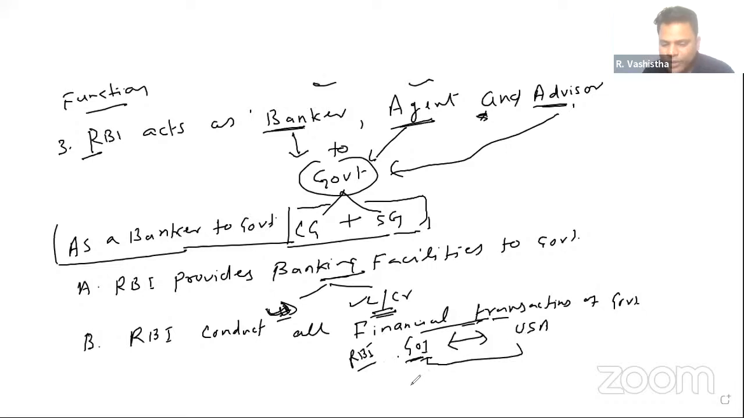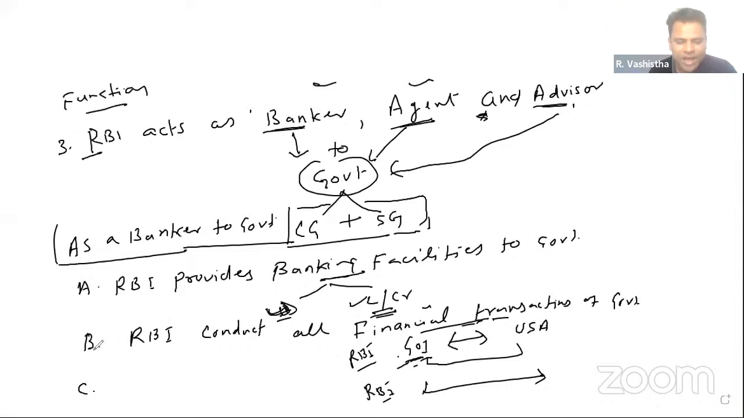And let's suppose we import something from other countries. Our government imports something from other countries. The government is supposed to make this payment to that country, right? So again, this payment on behalf of government has to be made by the Reserve Bank of India. See, this is what we mean by conducting financial transactions by RBI on behalf of government. So all the financial transactions of government are carried out by the Reserve Bank of India. This is what RBI does as a banker to government.